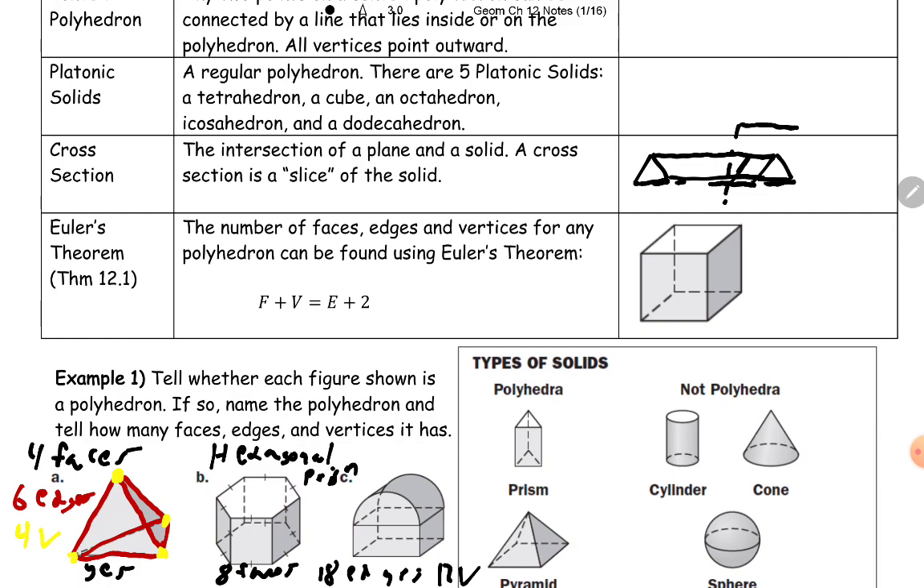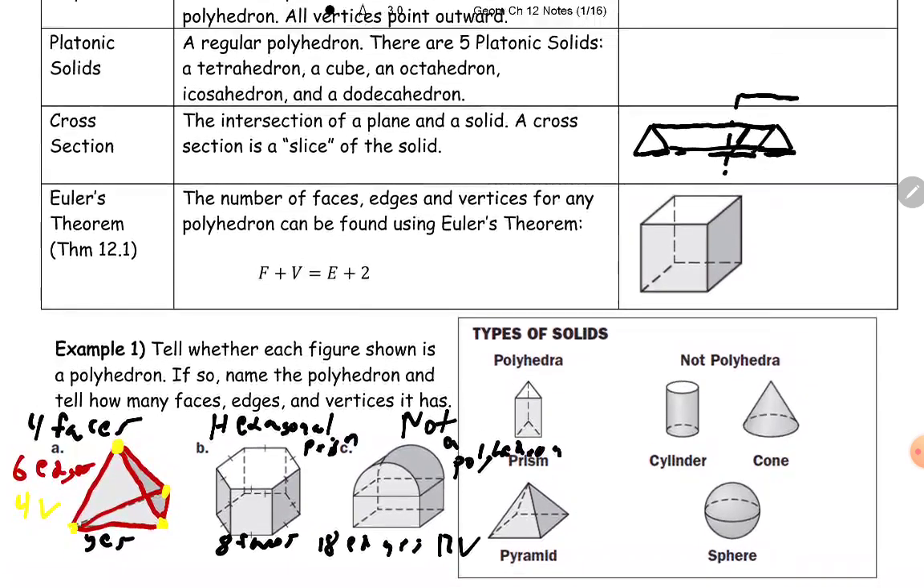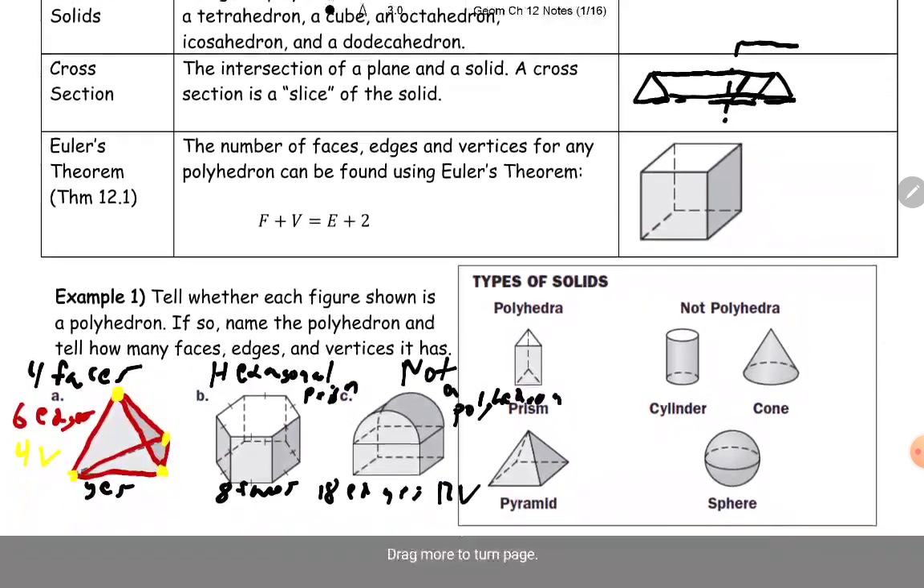And then part C, it is not a polyhedron because it has curves. Anything with curves is not a polyhedron. Polygons are not curvy.